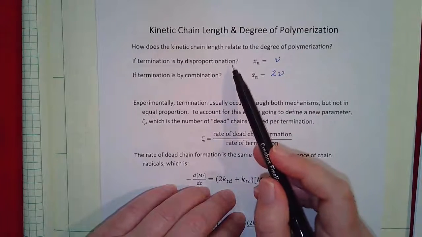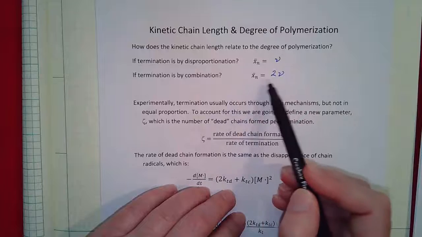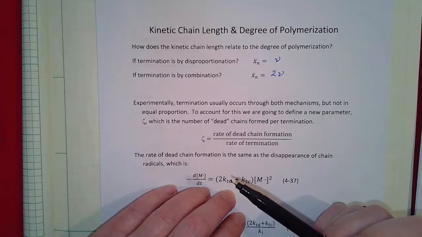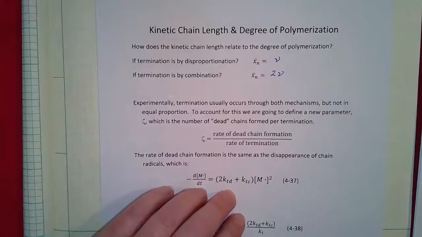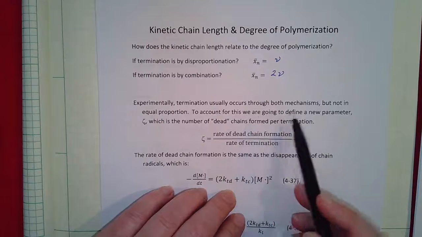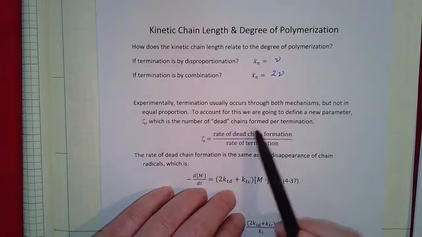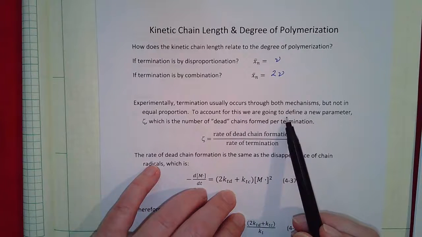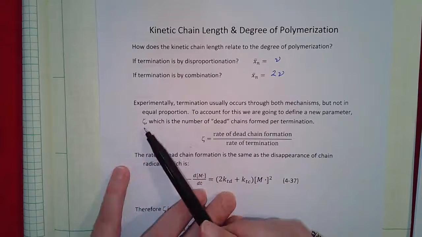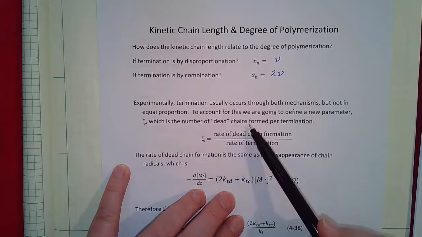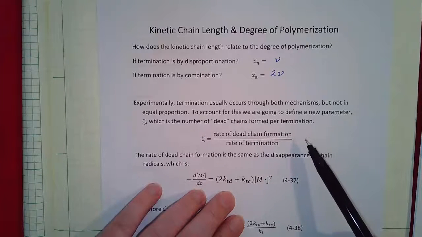But in the special case of free radical, we have this termination by combination, and so sometimes it's double the kinetic chain length. Now, experimentally, termination usually occurs through both mechanisms, and usually not in equal proportion. So to account for this, we're going to define a new parameter, which I think is a Greek letter. I call it squiggle. So squiggle is the number of dead chains formed per termination.